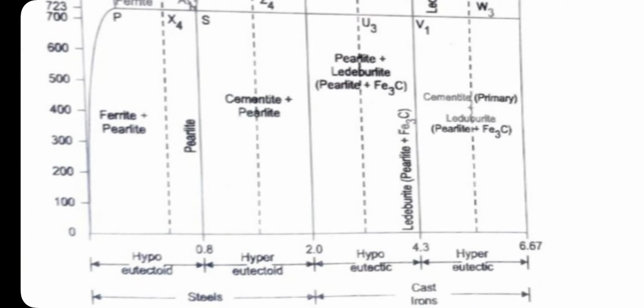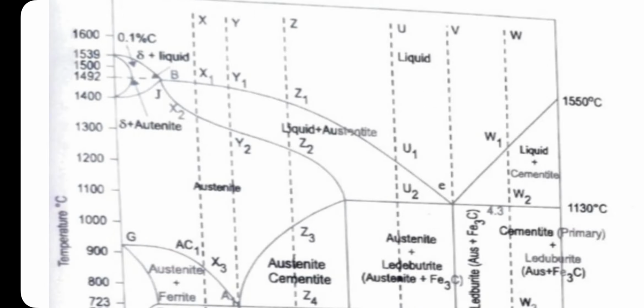2 to 4.3% it is called hypoeutectic cast iron. 4.3 to 6.67% cast iron is called hypereutectic cast iron. In the iron carbide equilibrium diagram, the y-axis contains temperature. 1539 degrees Celsius is the melting point of iron, and at 1492 degrees Celsius the peritectic reaction occurs. At 723 degrees Celsius the eutectoid reaction occurs.